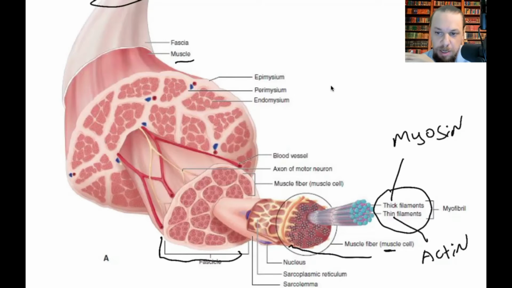If you read in the book, what do they mean by sliding filaments? The filaments they refer to are the myosin and actin sliding on top of each other to contract or shorten that muscle. So we'll take a look at that very much in detail.